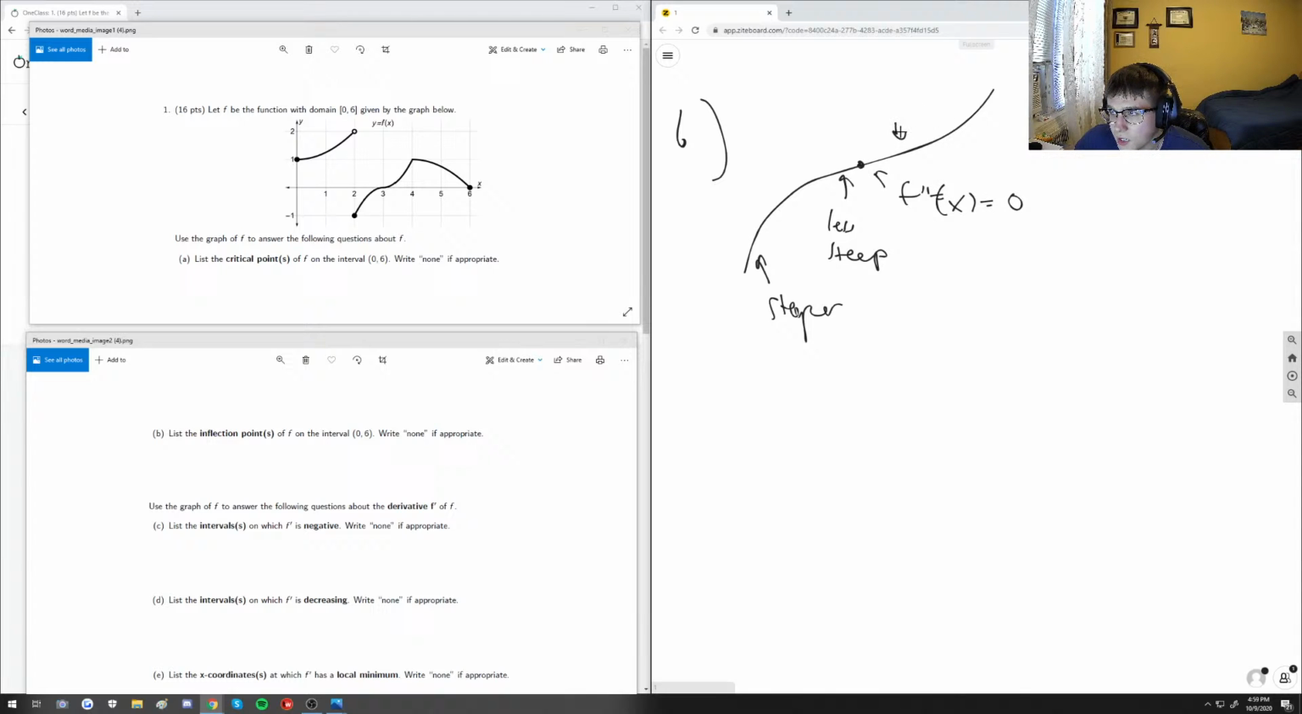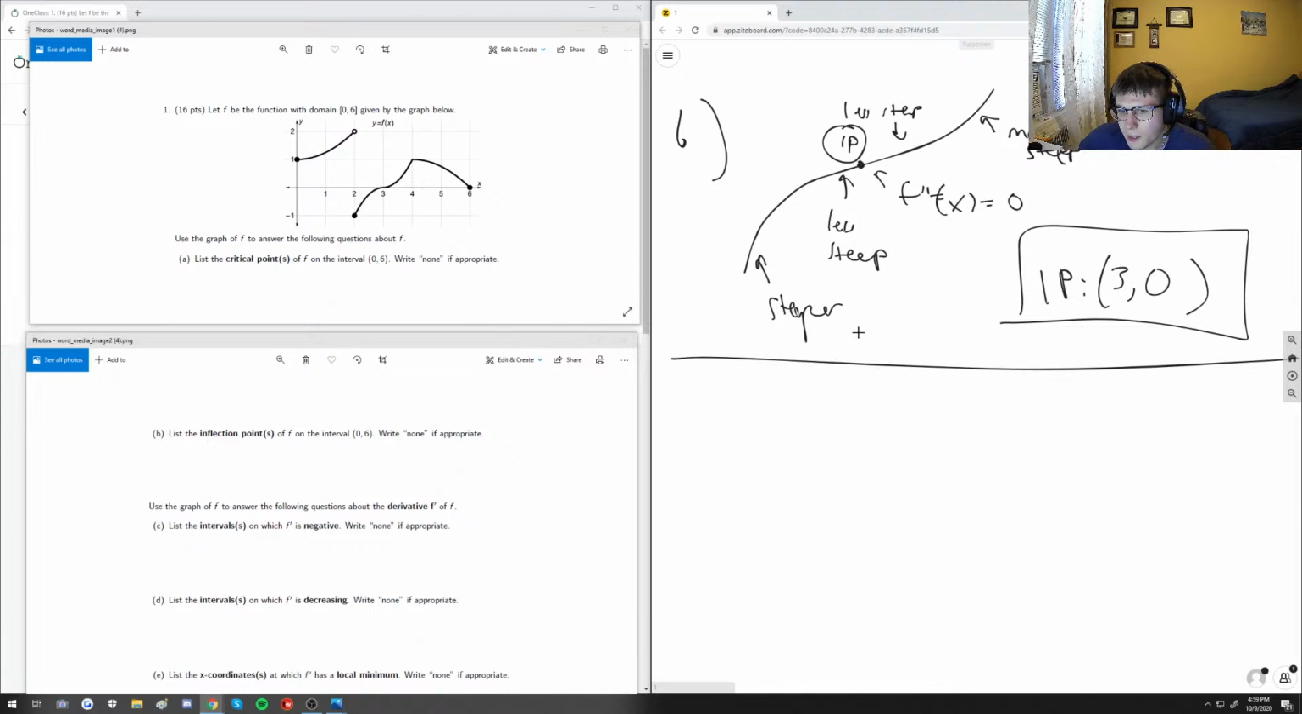Past this point, it goes from being less steep to more steep. And that means that the second derivative is increasing. So an inflection point, an IP, is this point right here, where the second derivative is 0. And we see that the only point where that happens is at (3, 0), as discussed also previously in part A. So now part C is list the intervals on which f prime is negative.